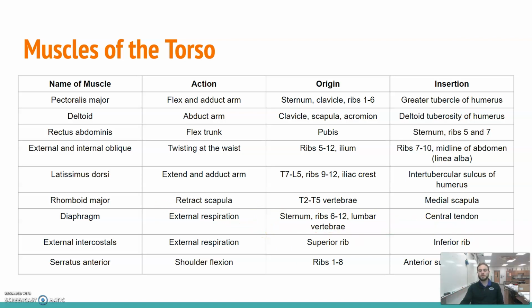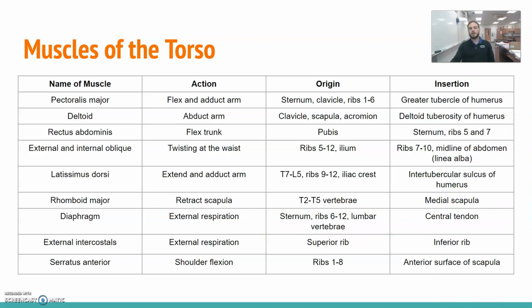The rhomboid major is one of the major retractors of the scapula, so it's going to originate on T2 through T5 and insert on that scapula, and that's going to be one of the major muscles that's going to give you your good posture.